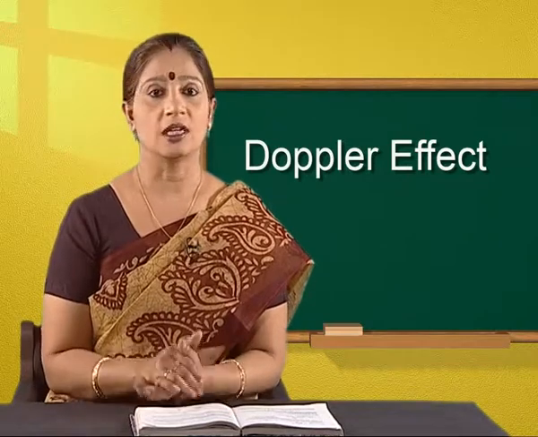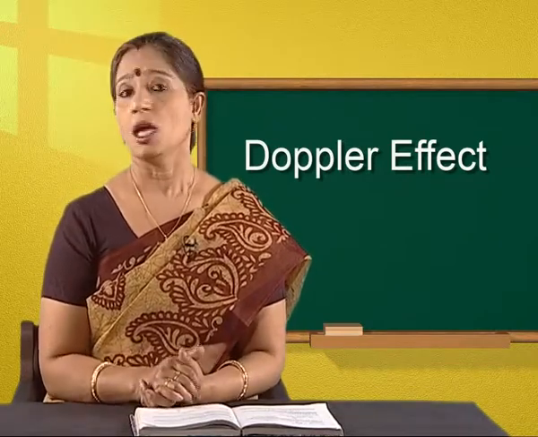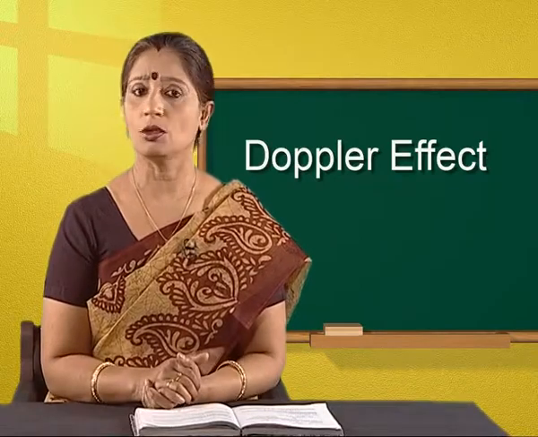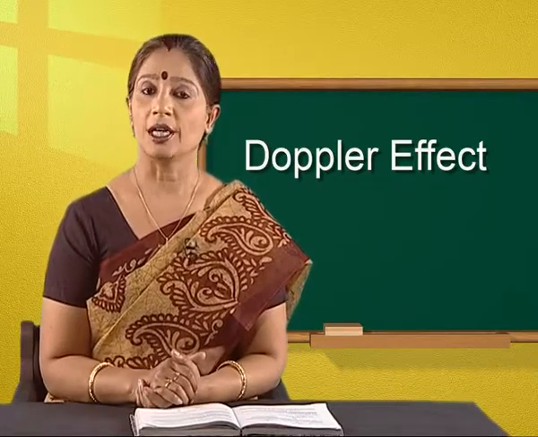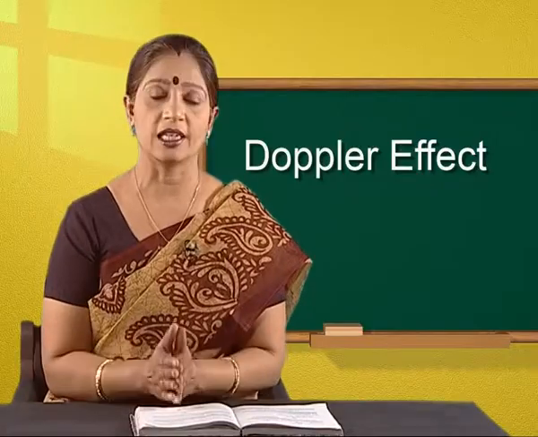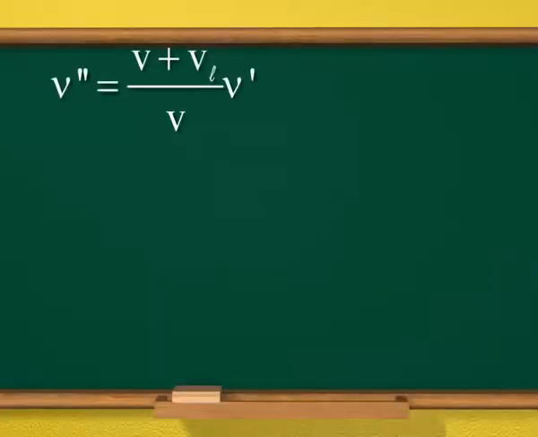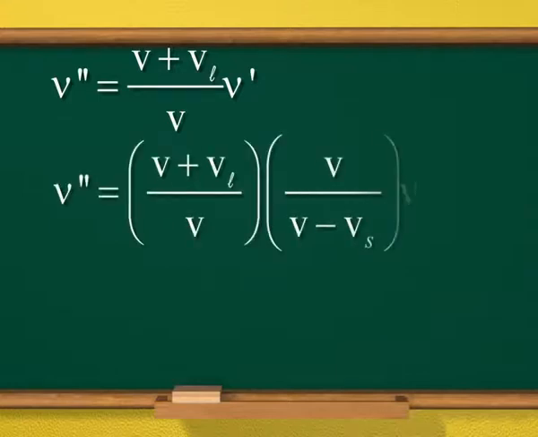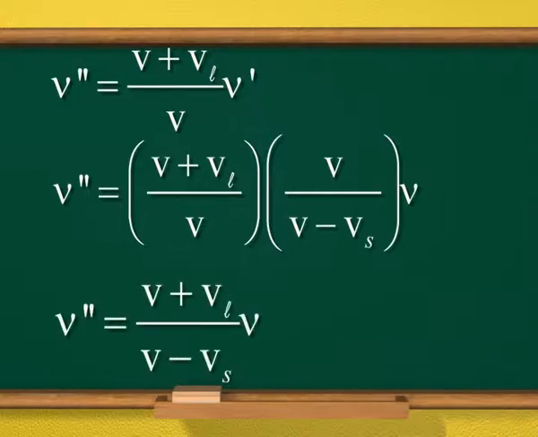Due to the motion of the listener, the apparent frequency will further change from ν' to ν''. According to the expressions discussed earlier, ν'' would be equal to (v plus vl) by v into ν'. On substituting the value of ν', we get ν'' equal to (v plus vl) by v into v by (v minus vs) into ν. This is equal to (v plus vl) upon (v minus vs) into ν.